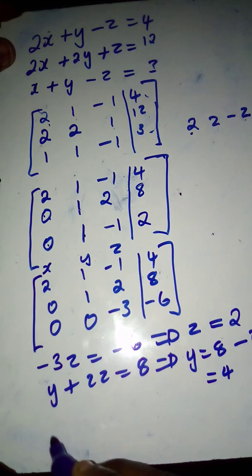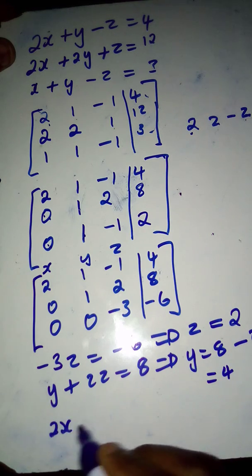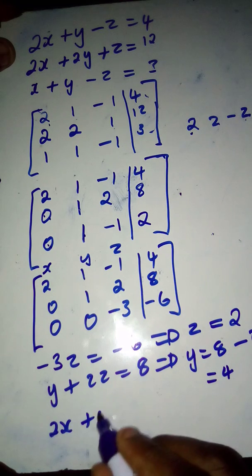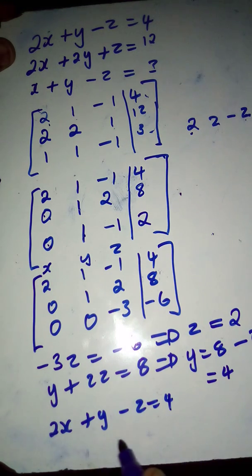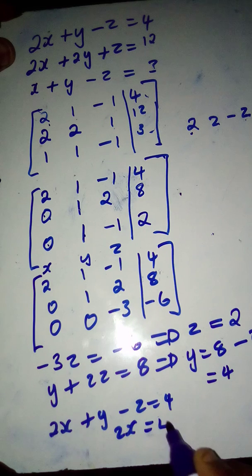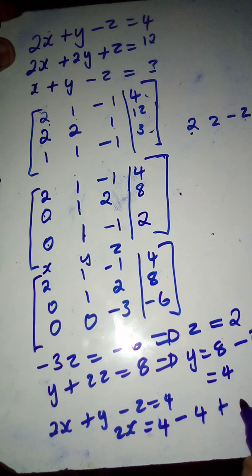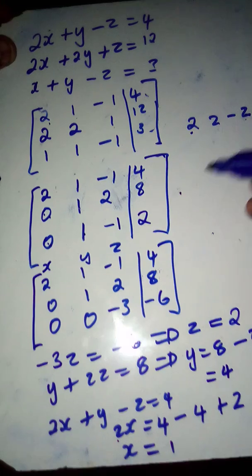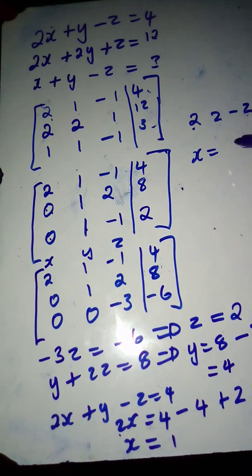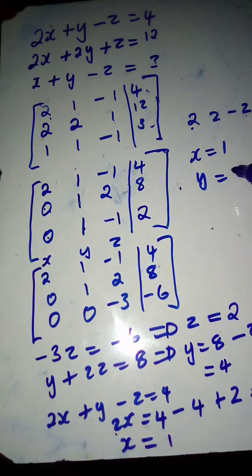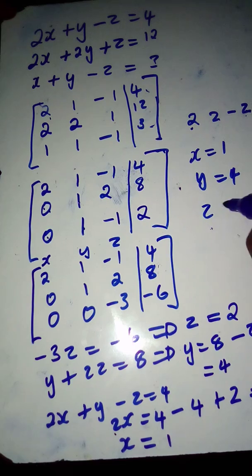Now we go to x, our 2x. We use this one: 2x plus y minus z equals 4. So my 2x is going to equal 4 minus 4 plus 2, which equals 2. Then our x becomes 1, because we divide by 2. So the values we got are x equals 1, y equals 4, and z equals 2.